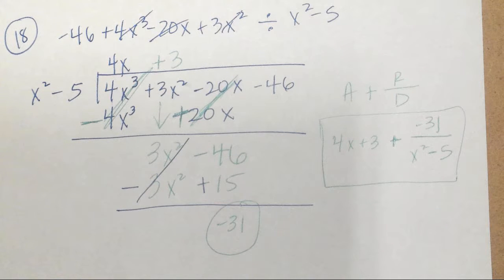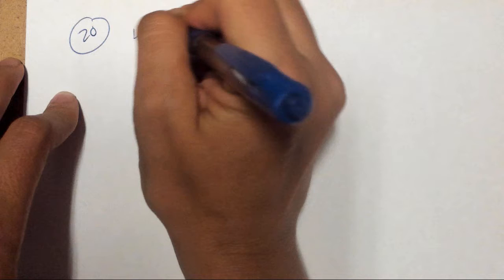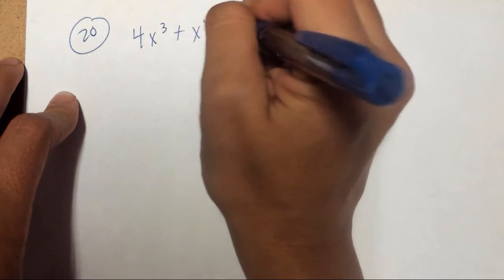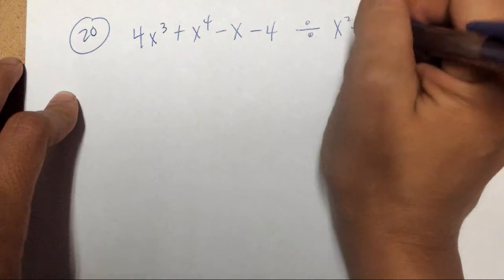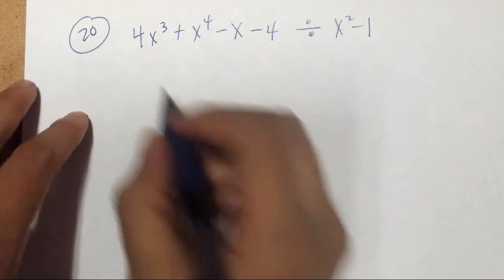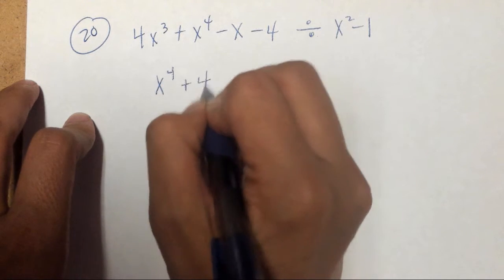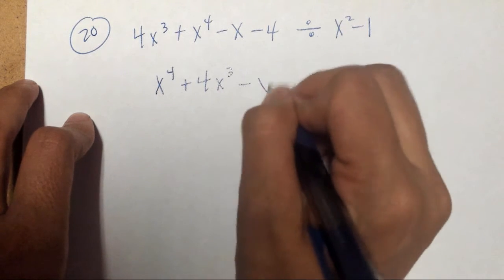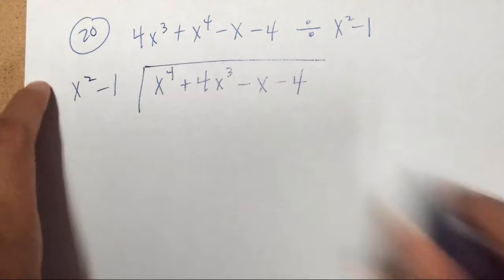Alright, so let's now do number 20. So number 20 says I have 4x cubed plus x to the 4th minus x minus 4 divided by x squared minus 1. Same thing. I'm going to put it in biggest power. So x to the 4th plus 4x cubed minus x minus 4 divided by x squared minus 1.